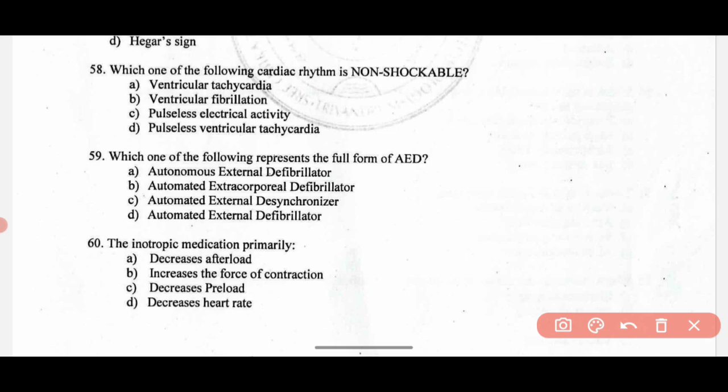Question number 60, the inotropic medication primarily. Inotropics means what? Atropine, adrenaline, noradrenaline. These come under inotropes, the life-saving drugs. What do these drugs primarily do? They increase the force of contraction of the heart. The main thing is preventing brain death and cardiac death. If the person has any kind of decrease in the vital signs, immediately we go for adrenaline, noradrenaline. These are all inotropic drugs. They increase the contraction of the heart. That is the first priority.